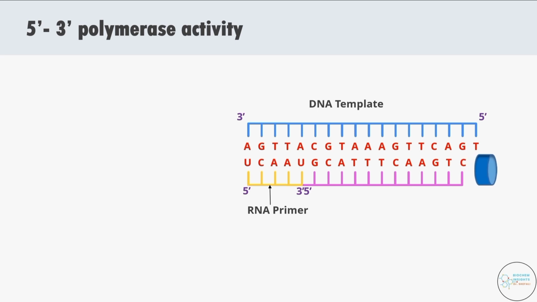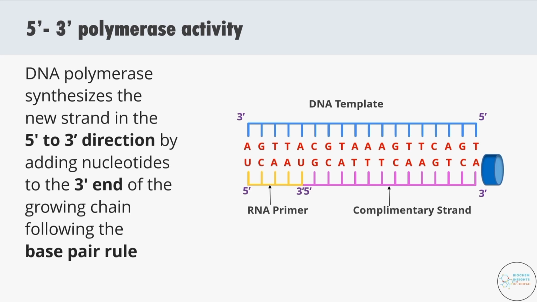The new strand is complementary to the template strand, which means DNA polymerase 3 adds nucleotides following the base pair rules, that is, adenine pairs with thymine and guanine pairs with cytosine. So we can say that DNA polymerase synthesizes the new strand in 5' to 3' direction by adding nucleotides to the 3' end of the growing chain following the base pair rule. And this is what is called 5' to 3' polymerase activity.